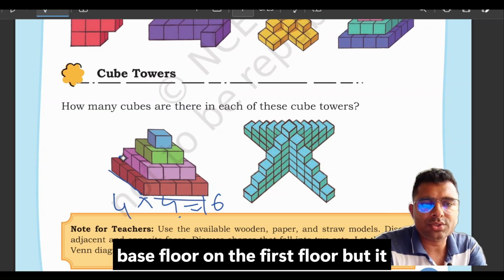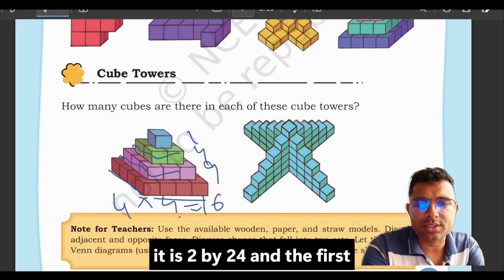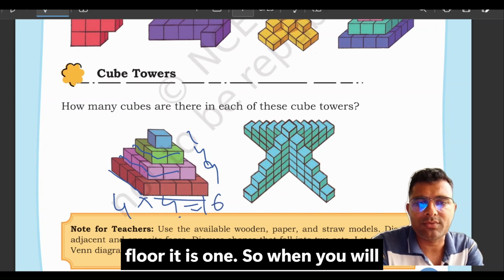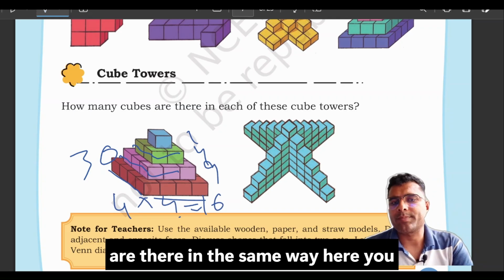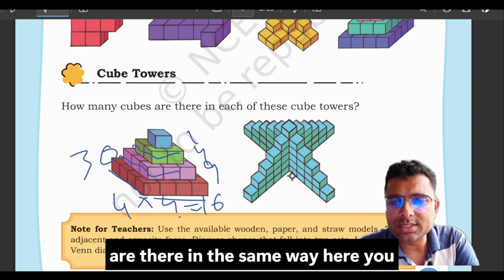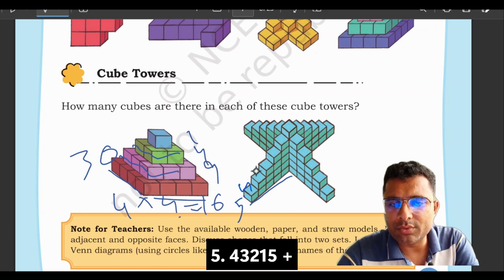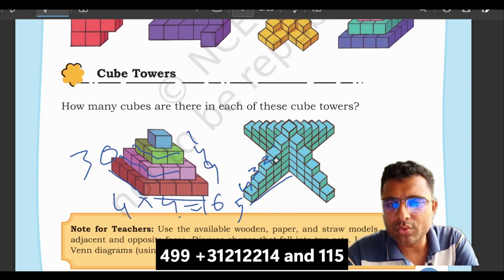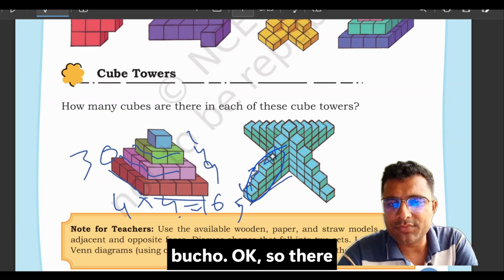On the first floor, bachcho, it is 3 by 3, 9. On the second floor it is 2 by 2, 4, and on the top floor it is 1. So when you add 16 plus 9, 25, plus 4, 29, plus 1, so 30 cubes are there. In the same way here you can see 5 are here, 4, then 5, 4, 3, 2, 1. 5 plus 4 is 9, 9 plus 3 is 12, 12 plus 2 is 14 and 1 is 15. So these are 15, bachcho.